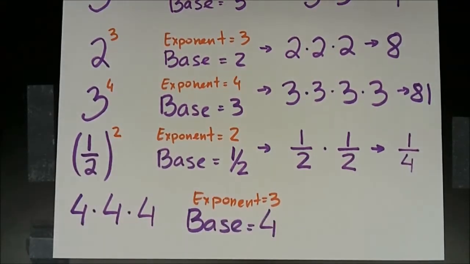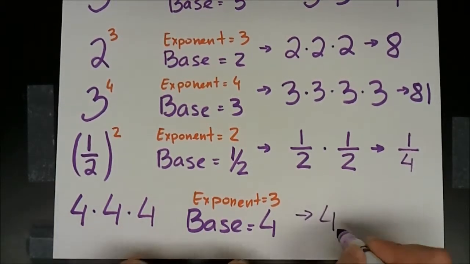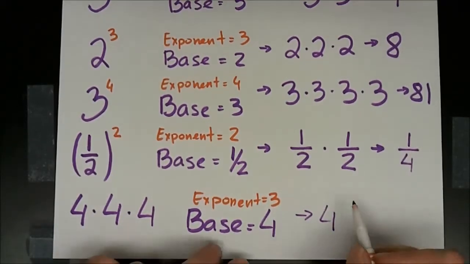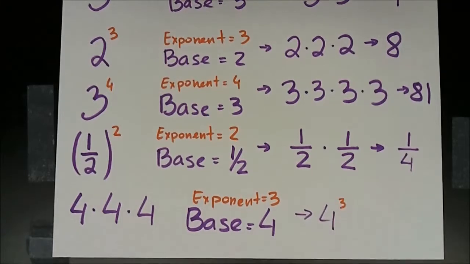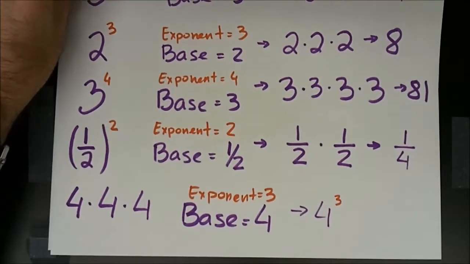So if I were to give you something like this and ask you to put it into its exponential form, well, that's how you would do it. So 4 times 4 times 4 is 4 to the 3rd power. Again, well, that's not so bad. Let's take a look at another example like that.